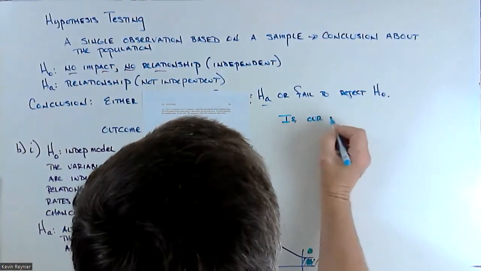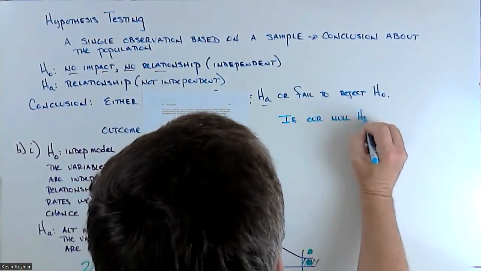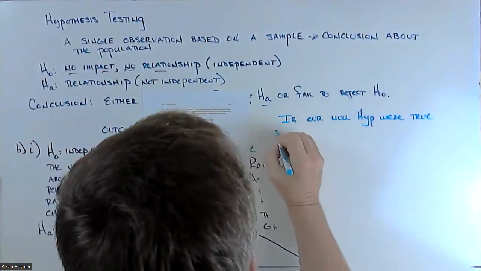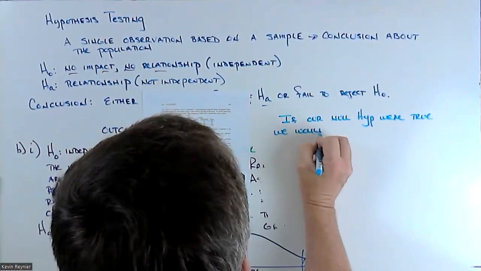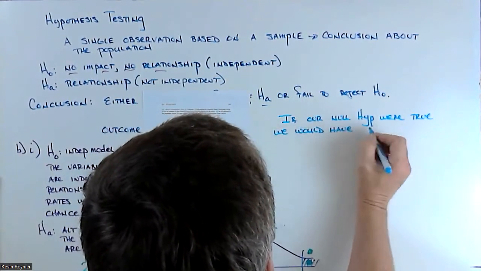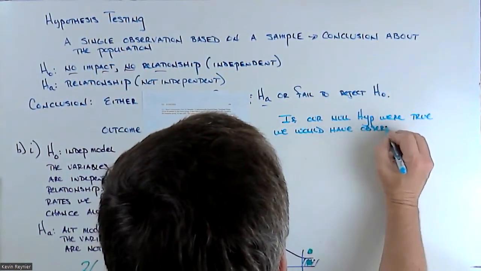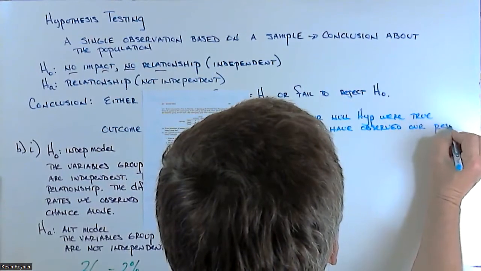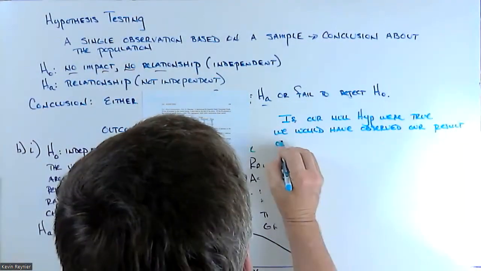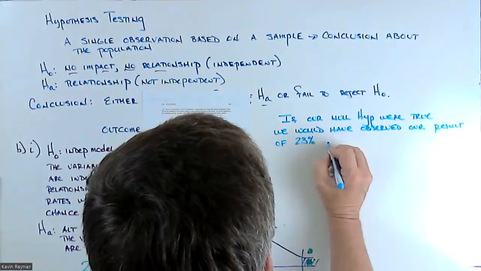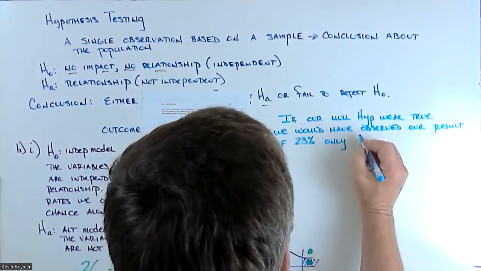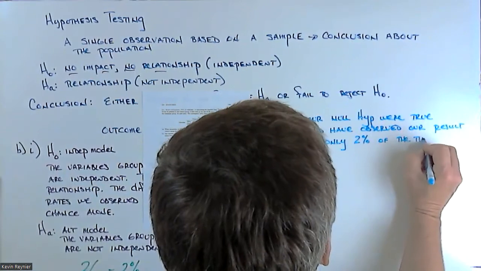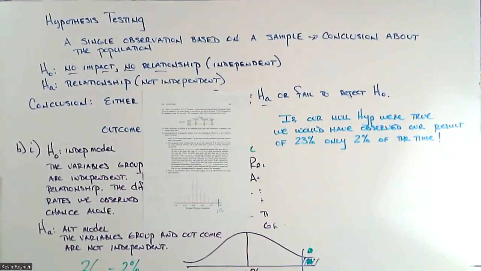If our null hypothesis were true, we would have observed our result of 23% only 2% of the time. Now, what does that mean?